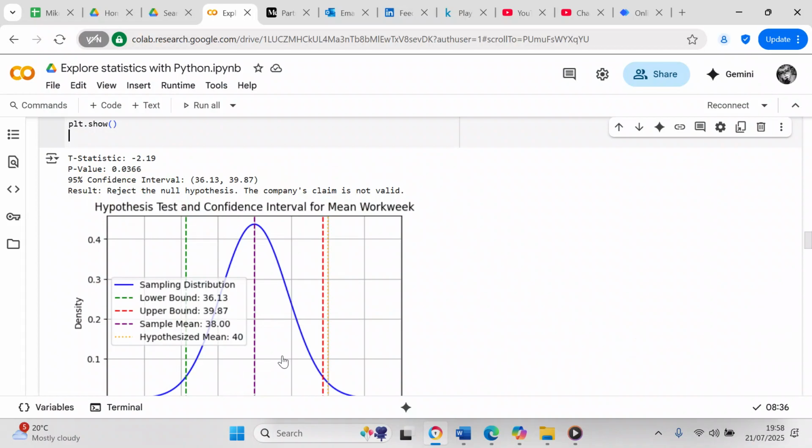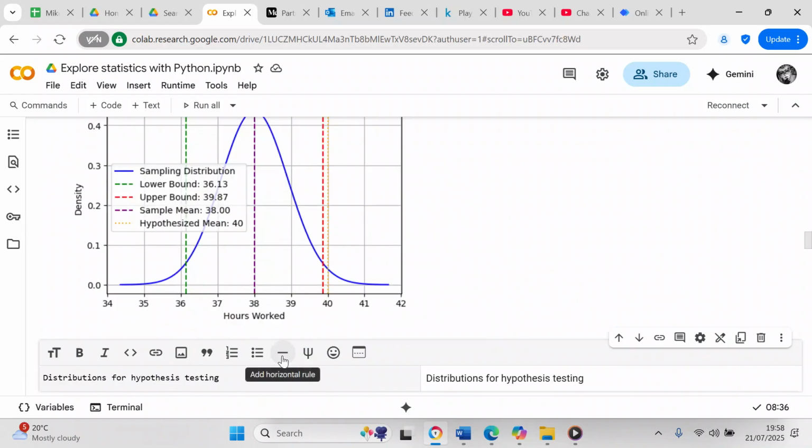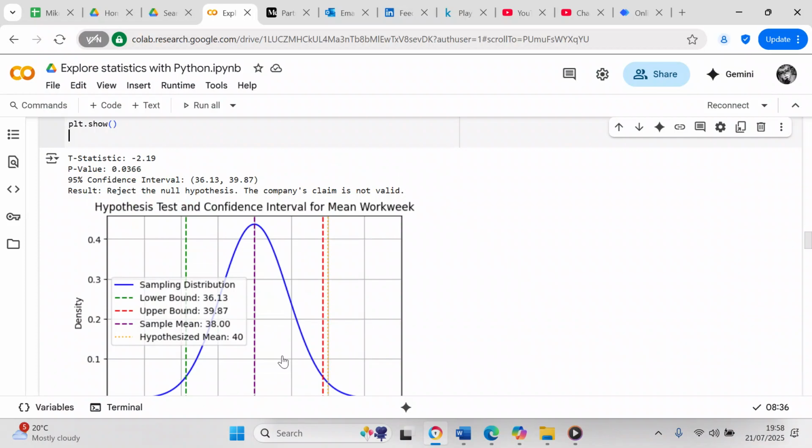So your t-statistic is negative 2.19, and your p-value is 0.0366. Your 95% confidence interval is 36.13 to 39.87. Basically, your p-value is less than 0.05, so you have to reject the null hypothesis. The company's claim is not valid.